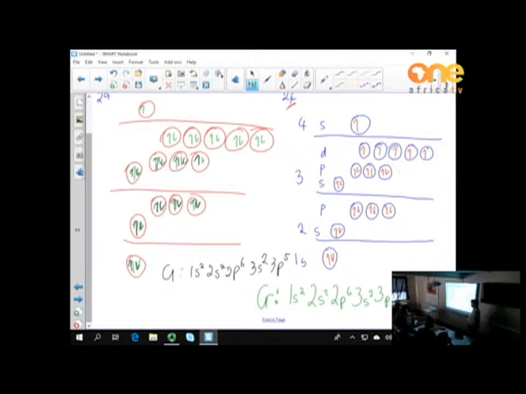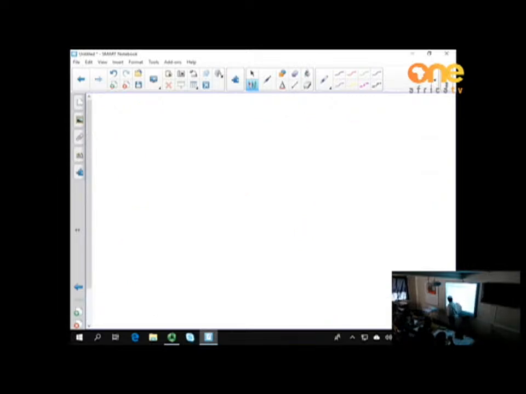Yes, you can do it in the margin, there will be space. Okay, now I say to you, give me the spd notation of a chloride ion. It gains an electron. Or if they said calcium, which loses 2 electrons. Let's do calcium. Calcium 2 plus. Let's first do just ordinary calcium. Calcium has got 20 electrons.